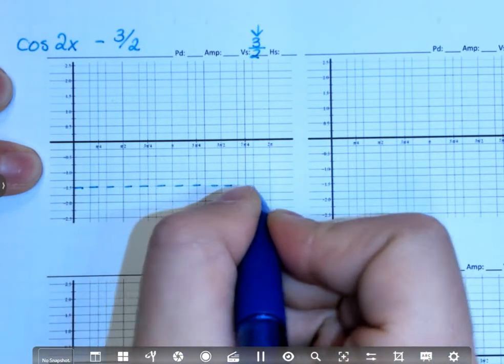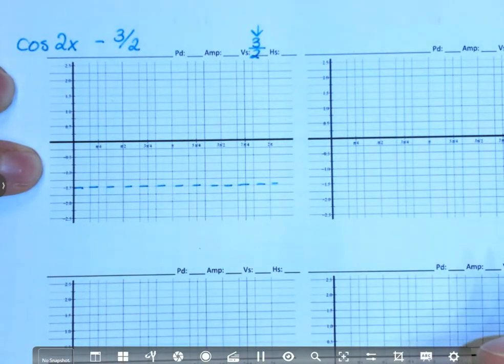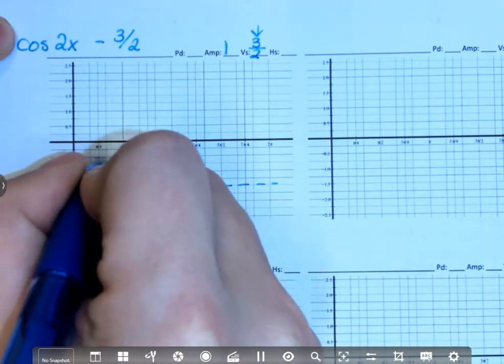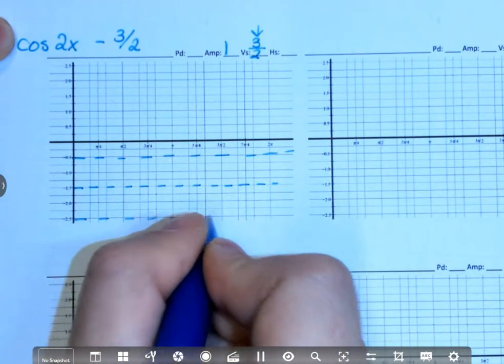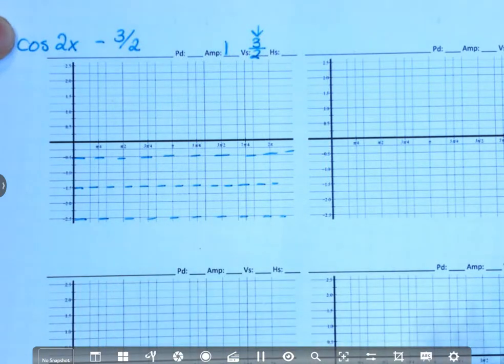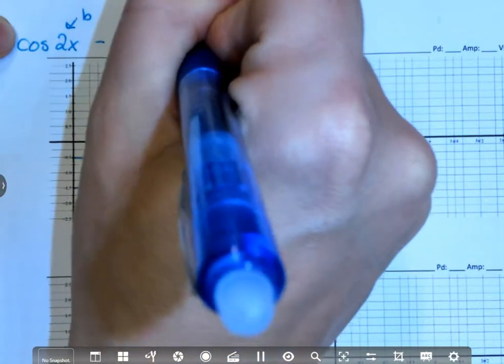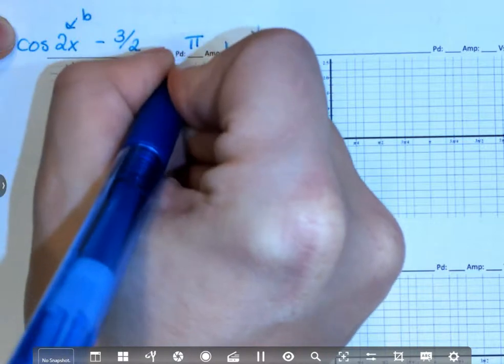Was that the O? I heard a couple of those. Ugh, okay. What is my amplitude? 1. The amplitude is the number that's out in front. So the amplitude is 1. So go 1 up, 1 down. What is your period? Pi, because B is 2, so the period is 2 pi over B, so the period is pi. Each section would be what?